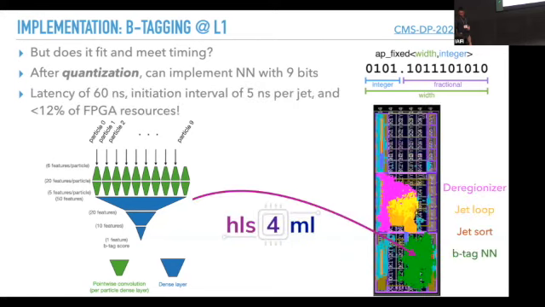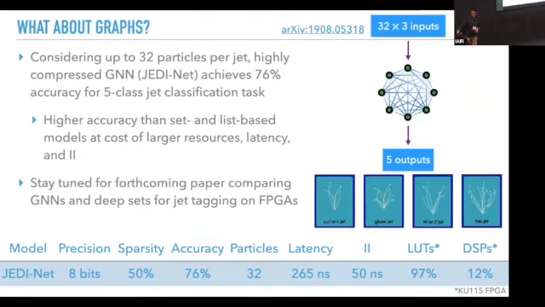The work done by students to get this to fit on the FPGA was really impressive, and basically required using quantization and compression to get this neural network down to 9 bits. And then in the end, you can do it with a latency of 60 nanoseconds and run it every 5 nanoseconds for a new jet, using less than 12% of the FPGA resources. Okay, and we're also currently studying how we can do this with graph neural networks.